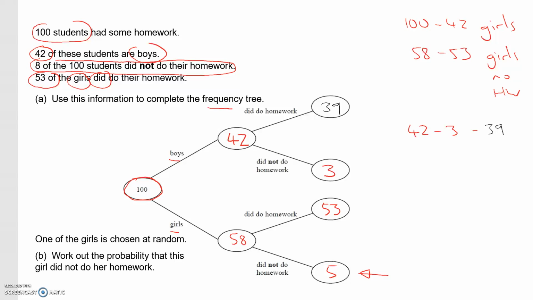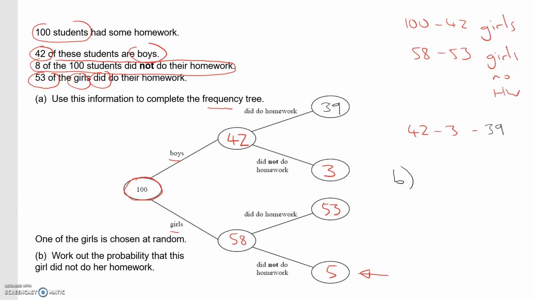Okay, right, might be worth just checking our addition. We've got 39 plus 3, that makes 42. We've got 53 plus 5, that makes 58. 58 plus 42 gives me 100. Looks good. So part B, work out the probability that this girl did not do her homework.